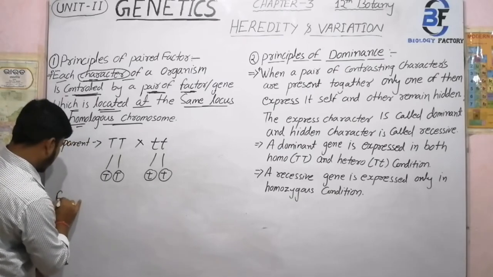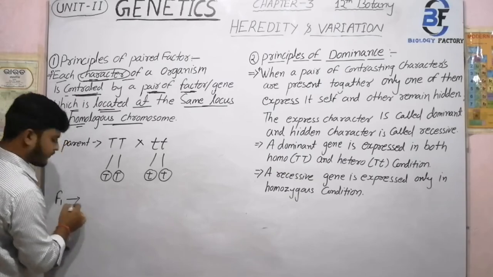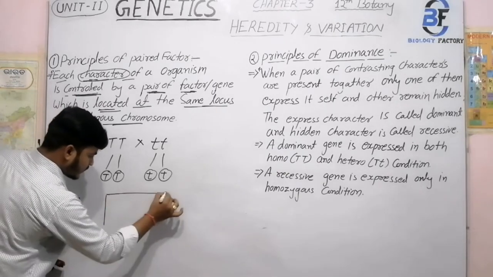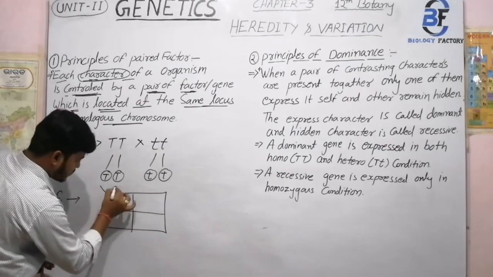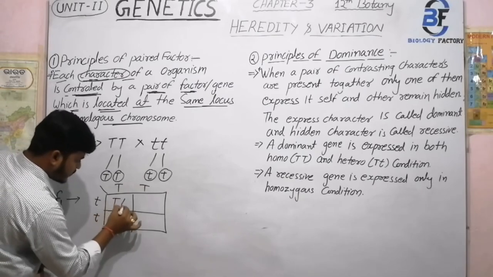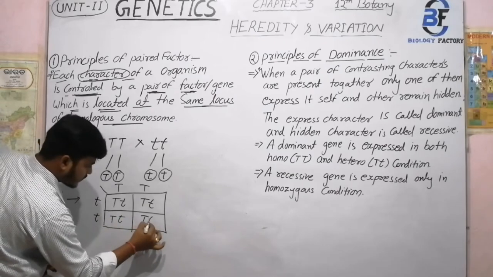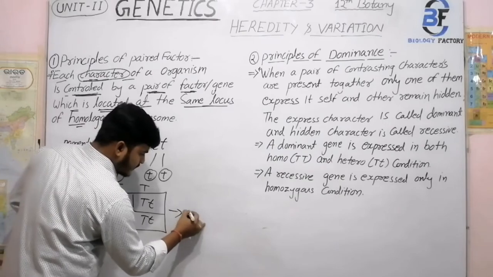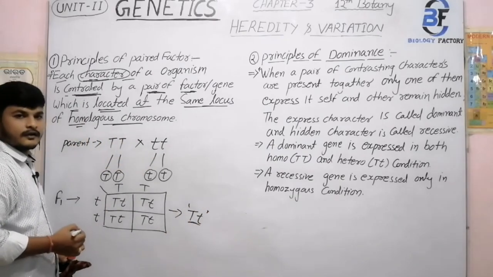When we start plotting a Punnett square for the F1 generation, that means the first filial generation, we just cross it over here. It is your capital T and your small t. Capital T crossed with small t gives capital T small t. So this is the basic result. We found that there is the common gene, capital T small t.